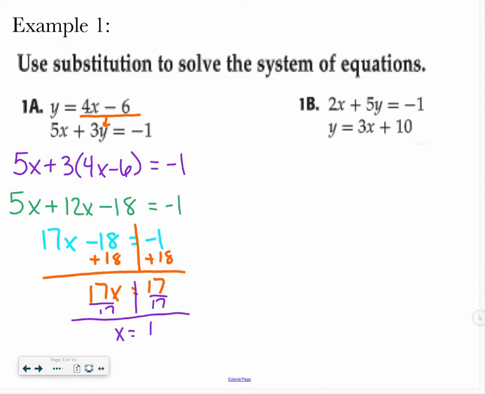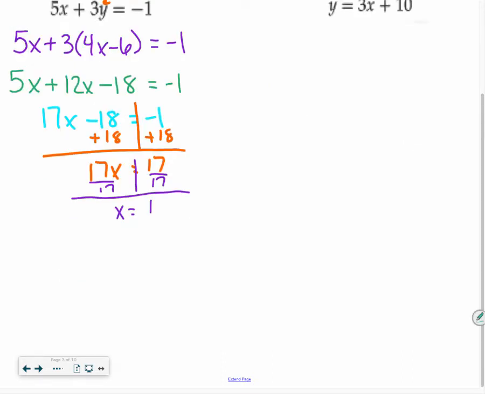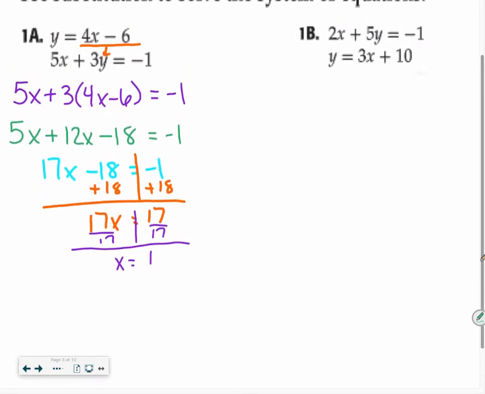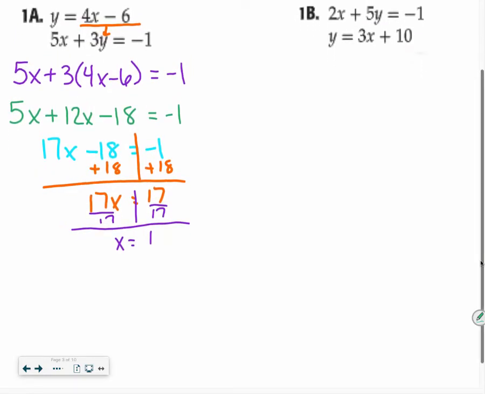Okay. So I now know what x equals. The awesome part of that is I just have to plug x equals 1 into one of the equations. So I can say y equals 4 times 1 minus 6, or y, 4 times 1 is just 4, 4 minus 6 is -2. Okay. I now know what x equals, and I know what y equals, so I write it as an ordered pair. (1, -2). That is how you solve by substitution.